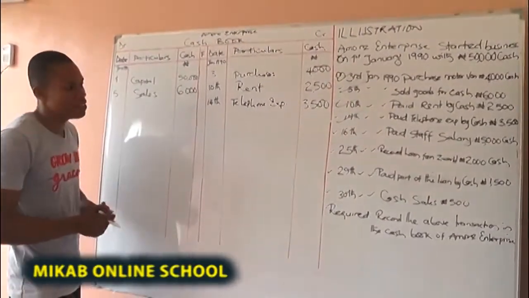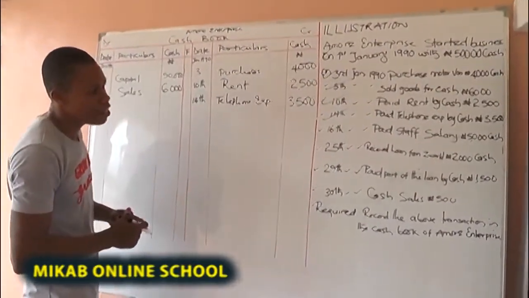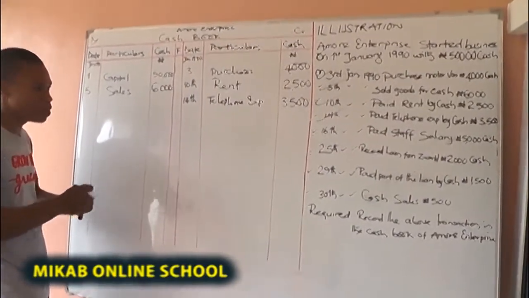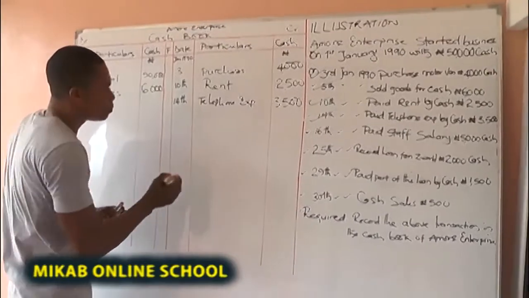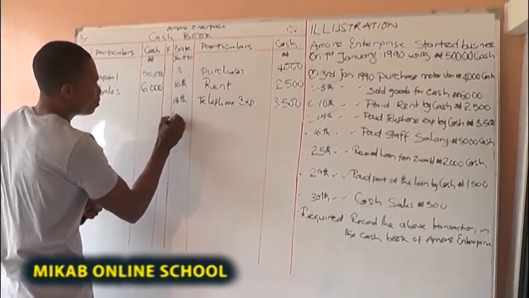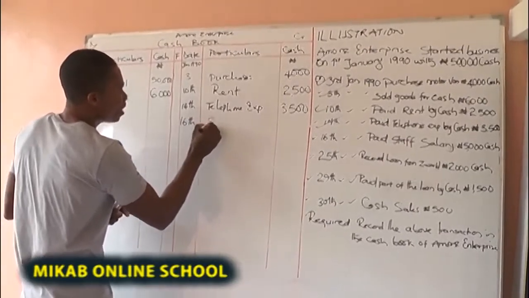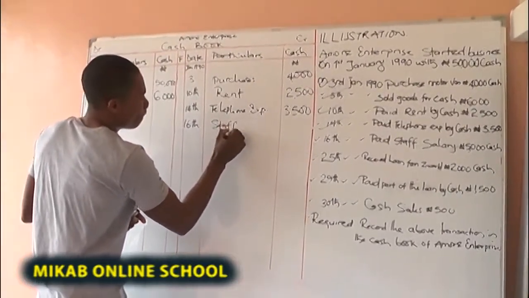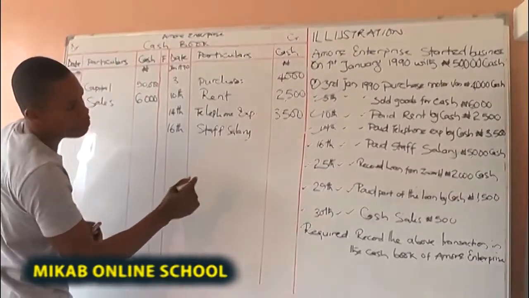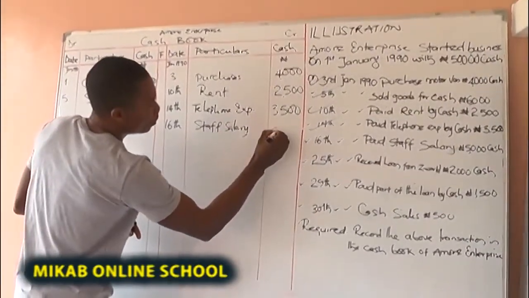On the 16th, paid staff salary, 5,000 Naira cash. Paid staff salary, you are doing away with cash. Now, on the 16th, staff salary. At what value? 5,000 Naira.